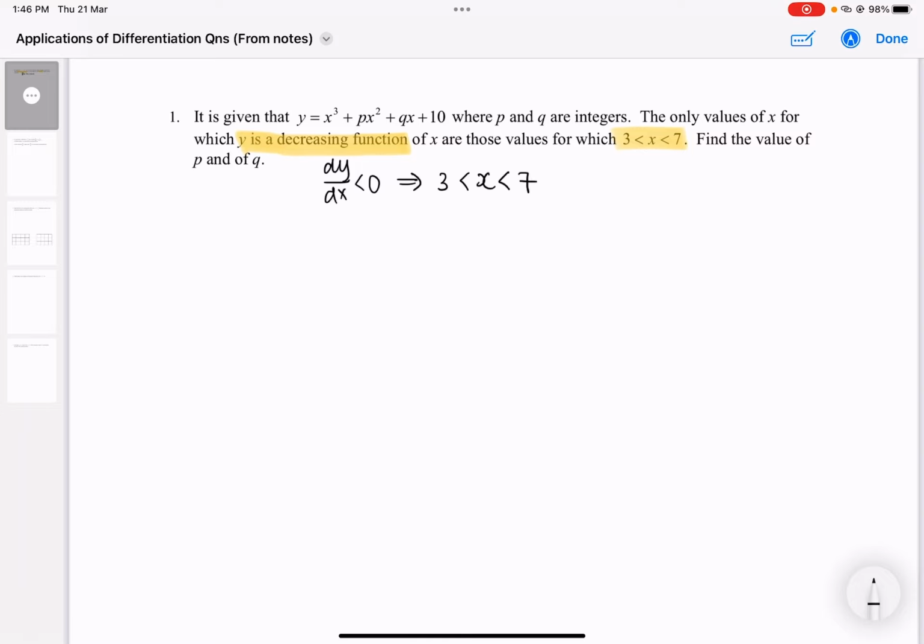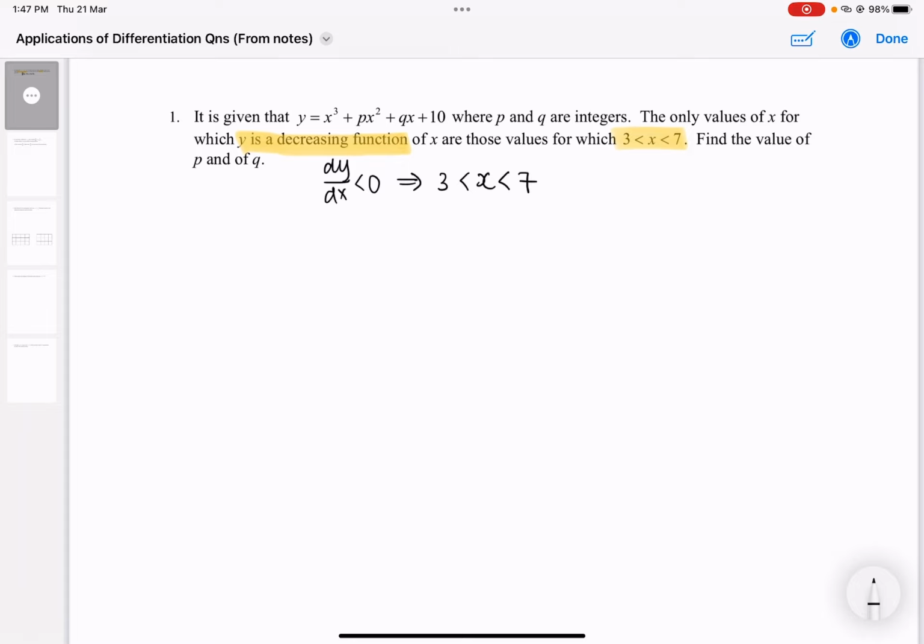Now normally the question will tell us that it's a decreasing function and ask us to find the range of values of x. So in this case, why are they giving us the values of x? Because if you look at your equation for y, there are unknowns p and q. So our dy/dx would have unknowns as well. So instead of asking you to find the range of values of x, this question gives you the range of values of x. So you will need to work backwards to find the unknowns in dy/dx. So the concept this question is testing is still dy/dx less than 0.